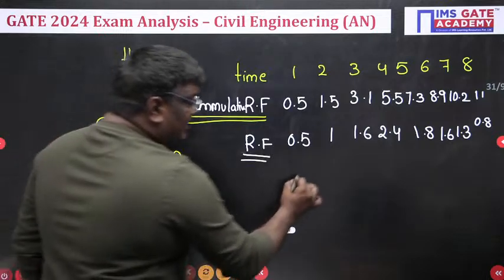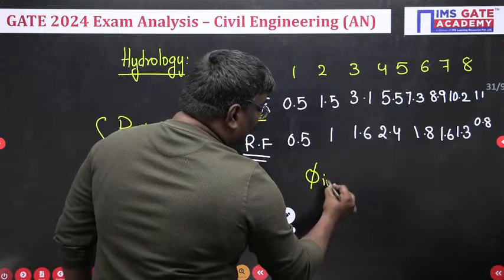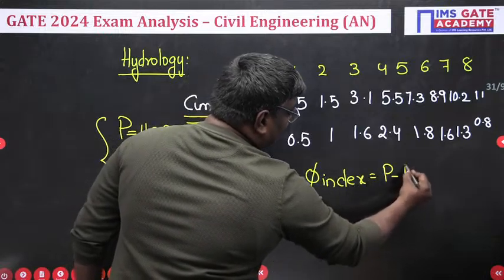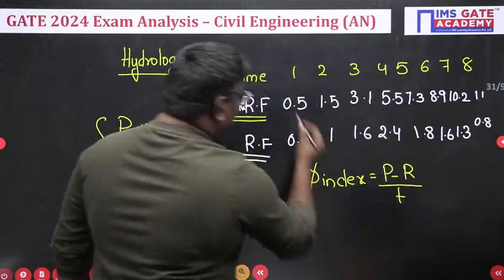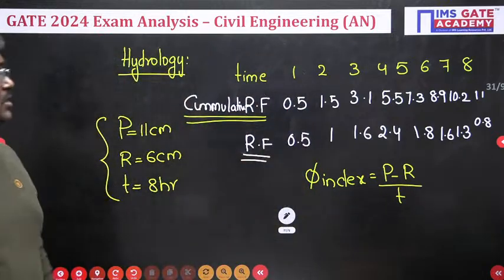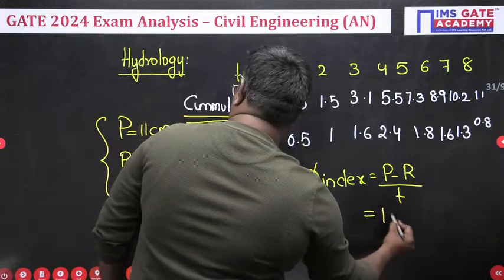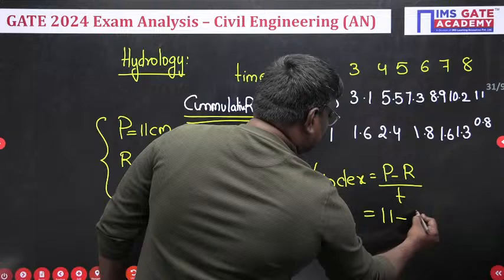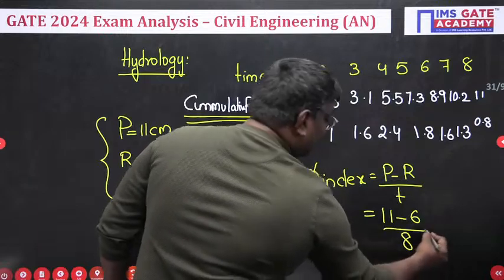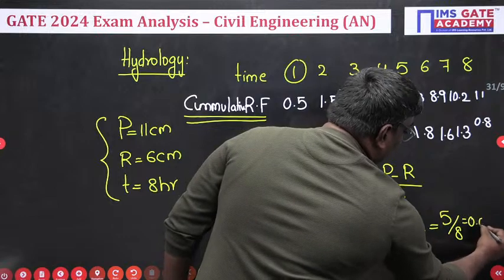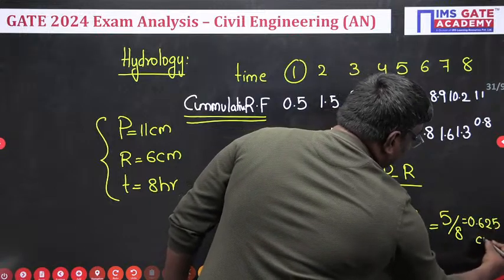So when I talk about phi index, if you calculate the phi index, what is the formula we have? P, precipitation, minus runoff upon time. Sir, anyhow intensity will be the same because it is per 1 hour only. Time duration is 1 hour. So here 11 minus, what is the value, sir? 6. 11 minus 6 upon 8, it will be equal to 5 by 8. So 5 by 8 means 0.625 centimeter per hour.